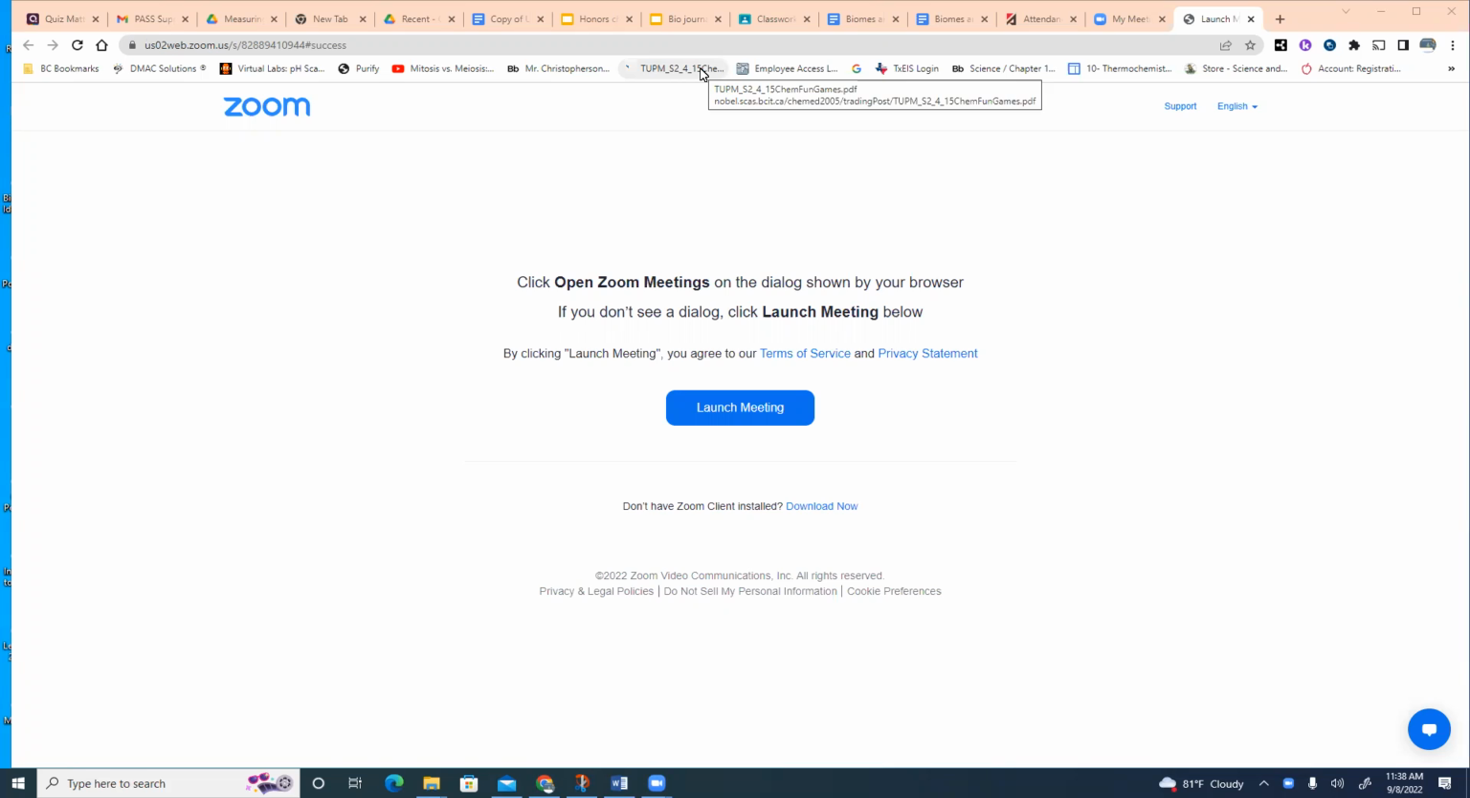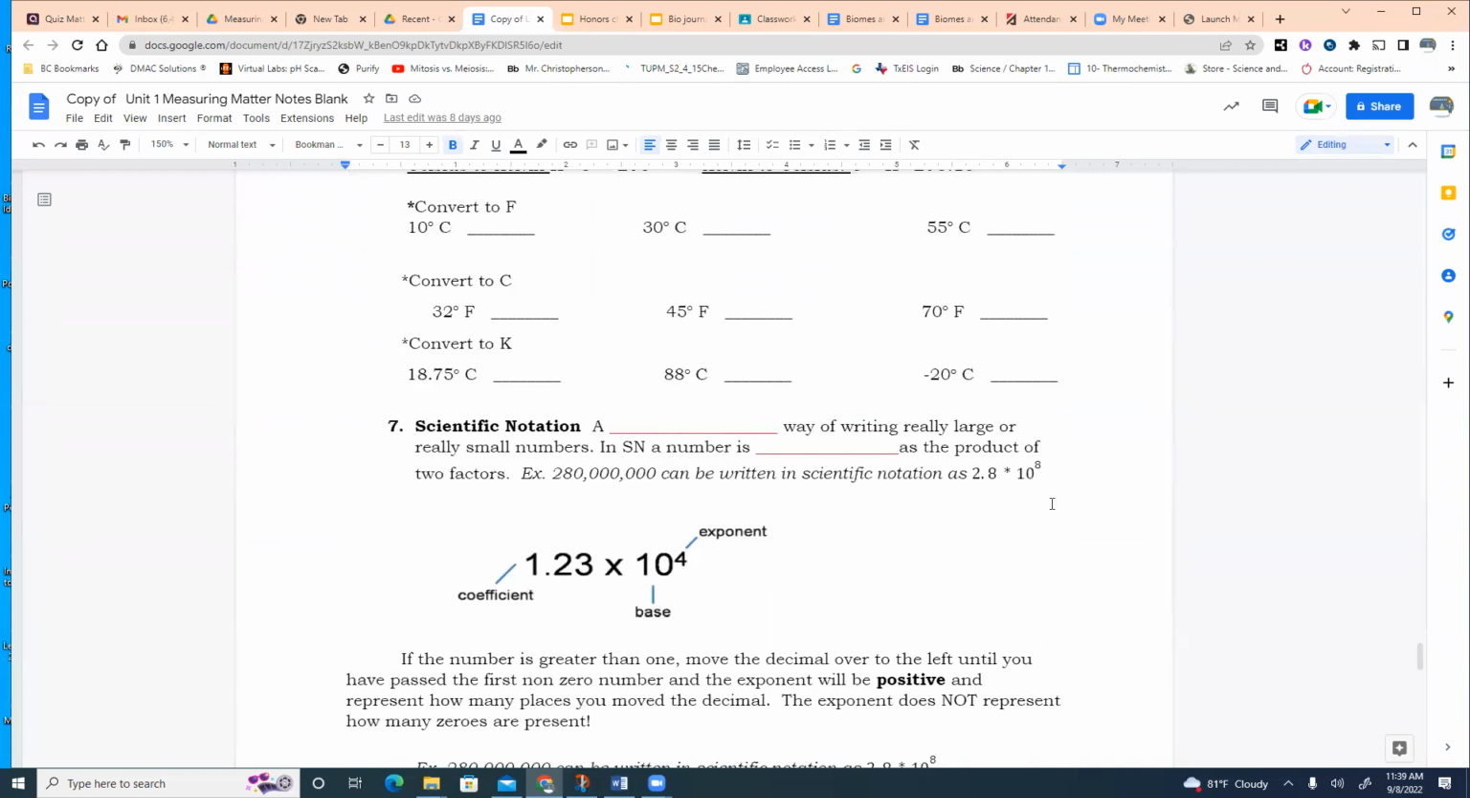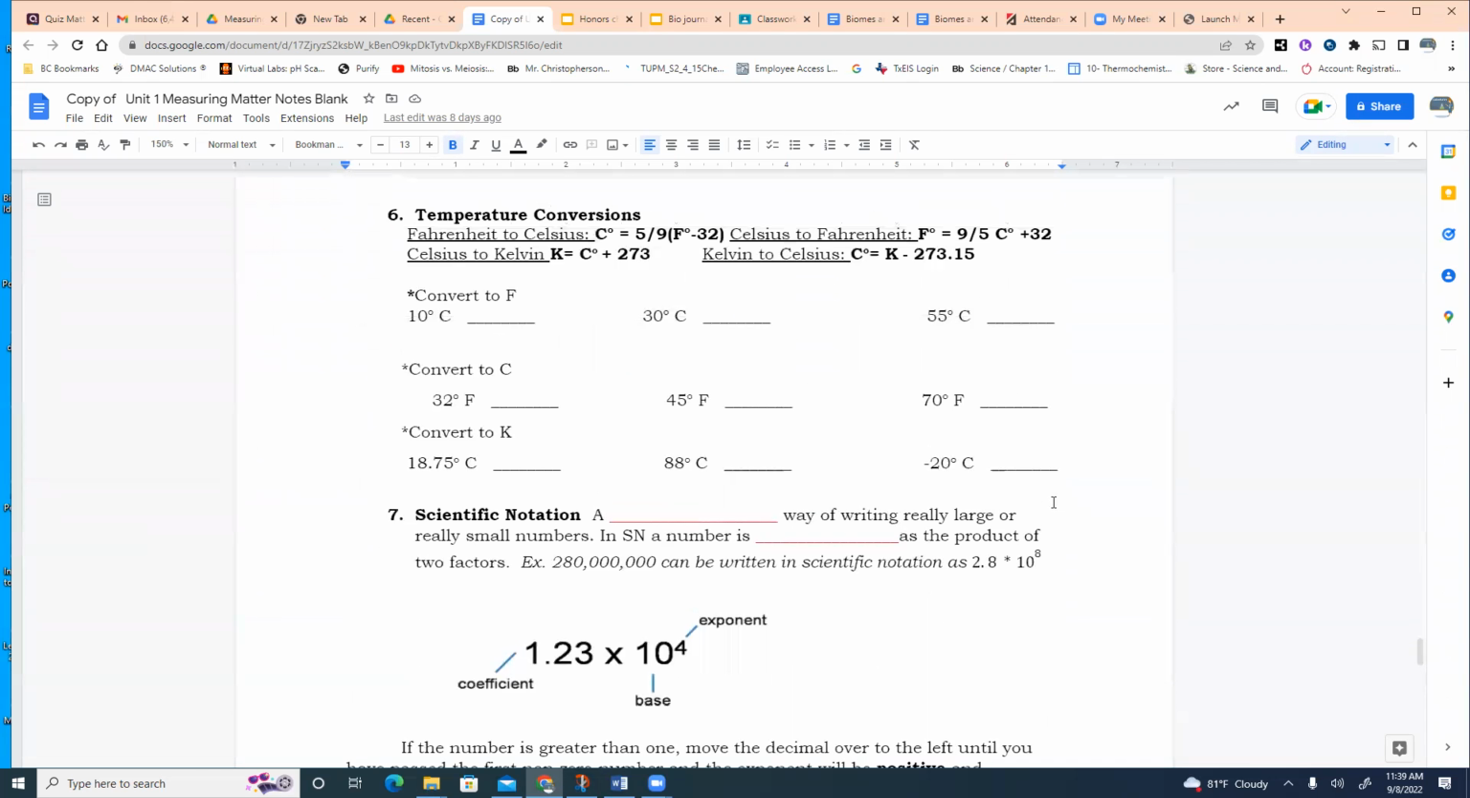We are going to skip to temperature conversions. So the conversions that you can do are moving from Fahrenheit to Celsius or to Kelvin. Those are the three different ones.